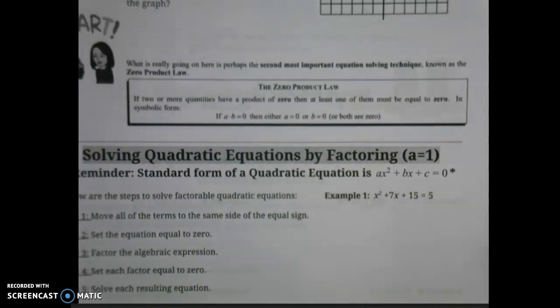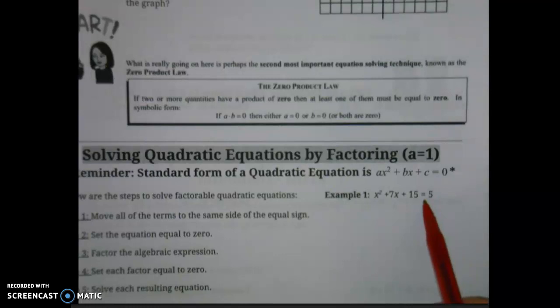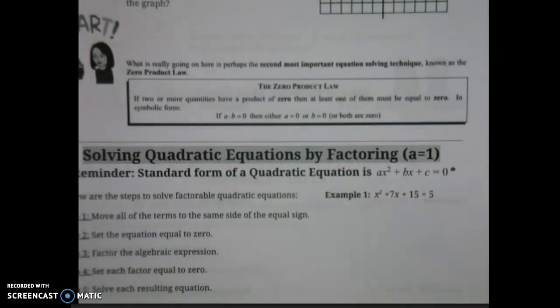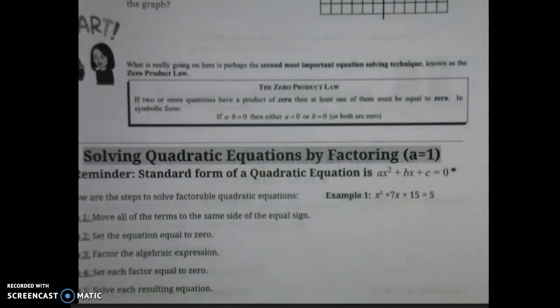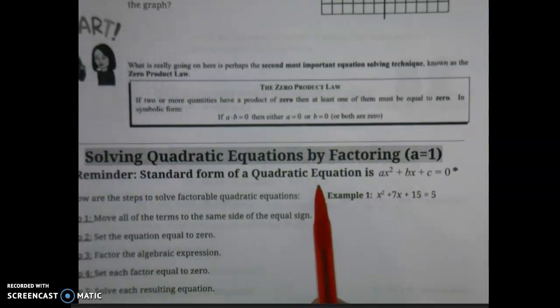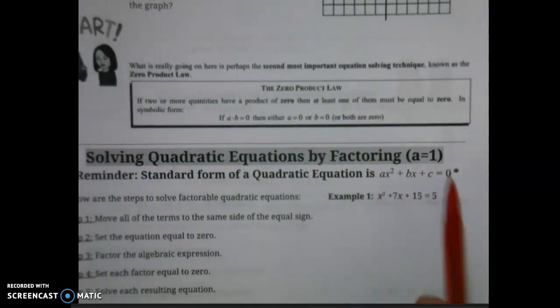A quadratic equation is going to have an x squared somewhere in it. It's an equation, so there's going to be an equal sign. And to solve an equation is to look for the value or values that make the equation true. So we're looking for a value of x that when you square it and add it to 7x plus 15, you'll get 5.